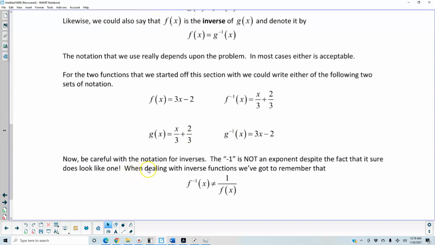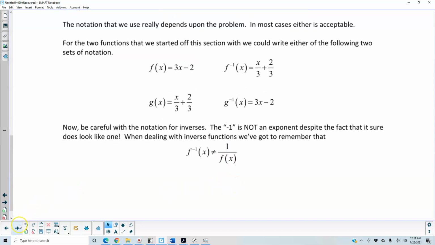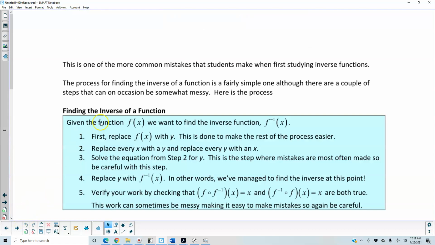Now again, be careful with the notation for inverses. The -1 is not an exponent, despite the fact that it sure does look like one. When dealing with inverse functions, we've got to remember that f inverse of x does not equal 1 over f of x. Now, this is one of the more common mistakes that students make when first studying inverse functions.